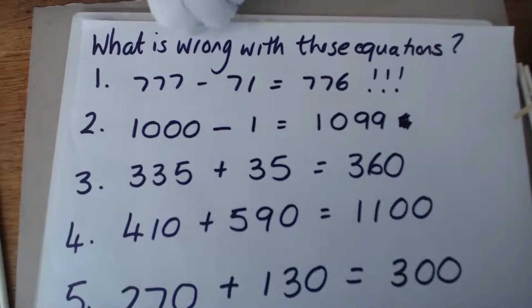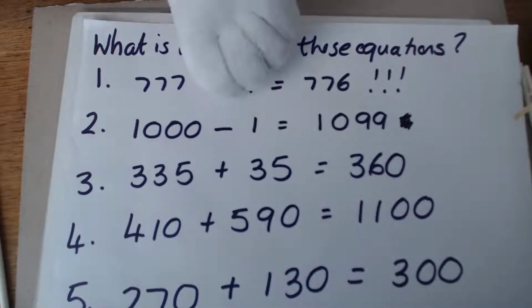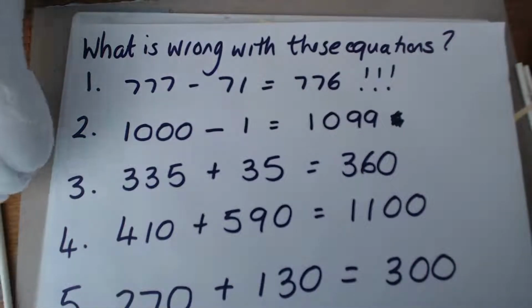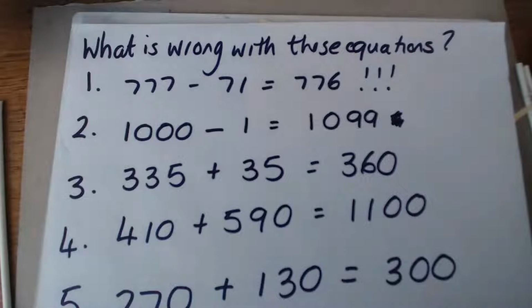Yes, that's it. You help everybody remember what they've got to do, Rexy. Okay, don't move it. And then that's it. Number 1, number 2, number 3, number 4, number 5. What is wrong with these equations? Just have a little look and see what you think. I'm going to give you 1 more minute and then we're going to do these together.